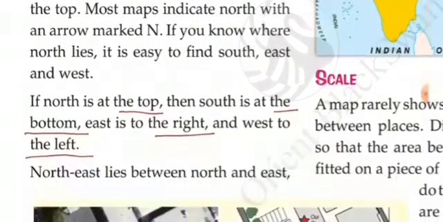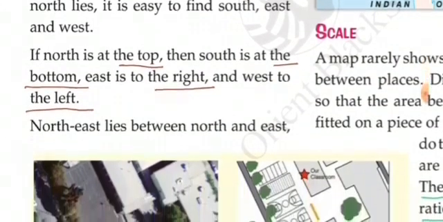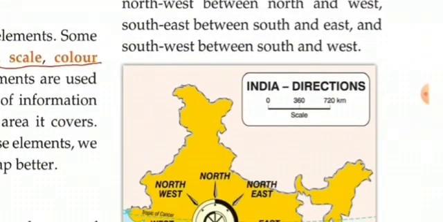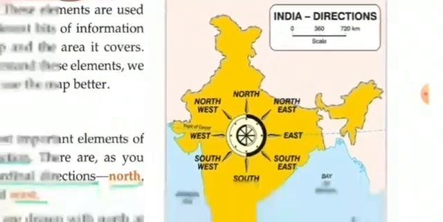If the north is at the top, then south is at the bottom, east is to the right, and west to the left. Northeast lies between north and east, northwest between north and west, southeast between south and east, and southwest between south and west.